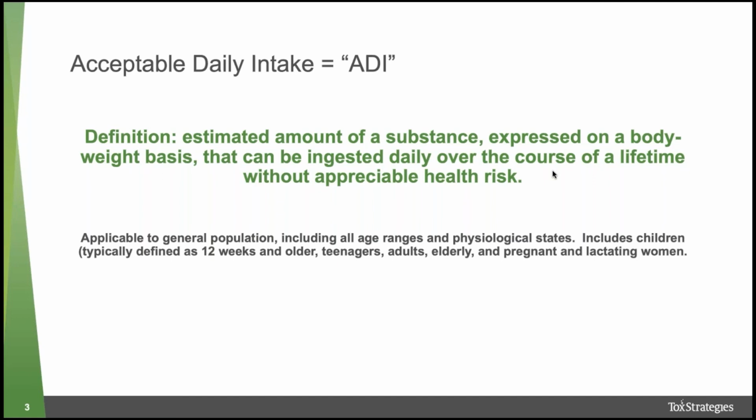This is typically applicable to the general population, including all age ranges and physiological states, and includes children, the elderly, and pregnant and lactating women. The reason this is somewhat generic and not specific to sweeteners in this instance is that this is a metric we use all the time to evaluate the potential health risk for food ingredients. Different entities globally have different terms to represent this health-based benchmark, but this concept of defining the level you can use to screen how much would be safe, or without appreciable health risk, is very common to our practice.